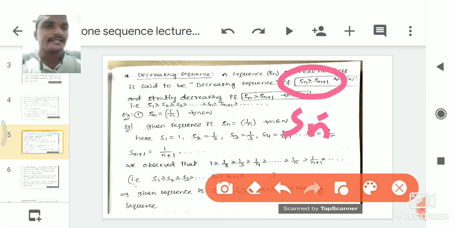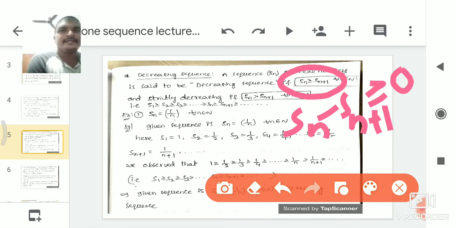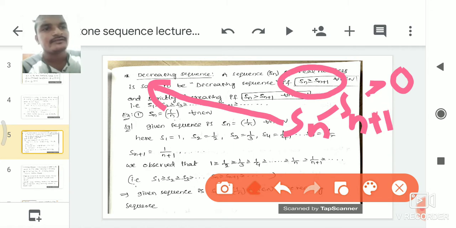If Sn minus Sn plus 1, what is the condition here? This condition can also be written as, if Sn plus 1 goes to the left hand side, Sn minus Sn plus 1 is greater than or equal to 0. If Sn minus Sn plus 1 is greater than or equal to 0, then we say that the given sequence Sn is a decreasing sequence. Strictly decreasing means here if Sn minus Sn plus 1 is greater than 0, then we say that the sequence Sn is a strictly decreasing sequence.